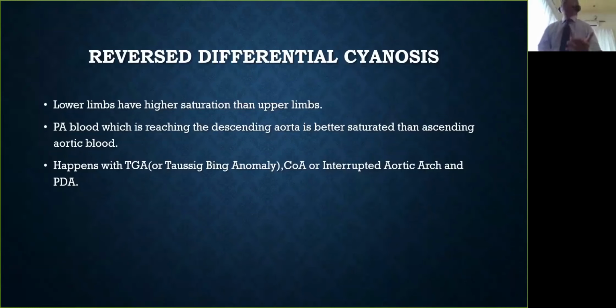And it is not very uncommon if you're dealing with neonates with critical congenital heart disease. The association of coarctation or interruption with TGA or its variant Taussig-Bing anomaly is very common. In Taussig-Bing anomaly, more than 30% have associated coarctation. So this, as an SpO2 difference, will be noticed in the NICU by the diligent nurse or registrar.